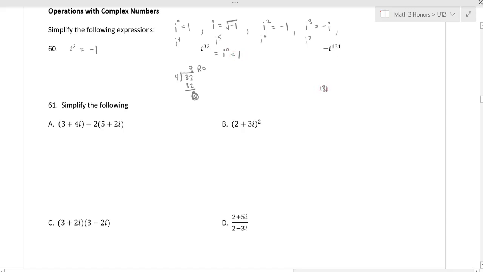131, if you divide that by 4, you get a remainder of 3. So negative i to the 131 is equal to negative i to the power of 3, and i to the power of 3 is the same as negative i. So negative negative i ends up being positive i.